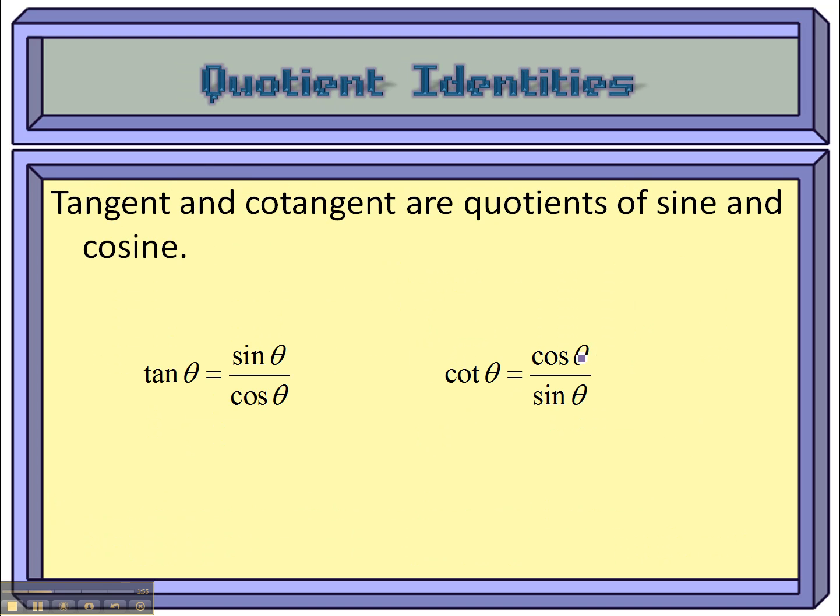Then we have our quotient identities: tangent is equal to sine over cosine, and cotangent is equal to cosine over sine. These should make sense since cotangent is the reciprocal of tangent. So I just remember one, that it's sine over cosine, and to get cotangent, just flip it over.